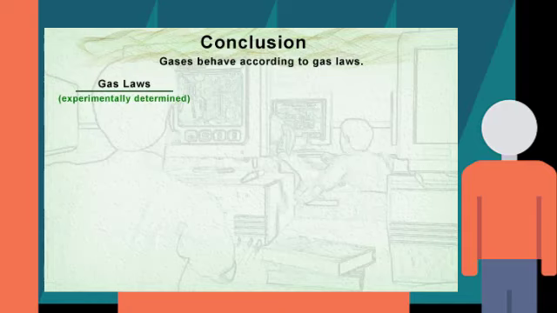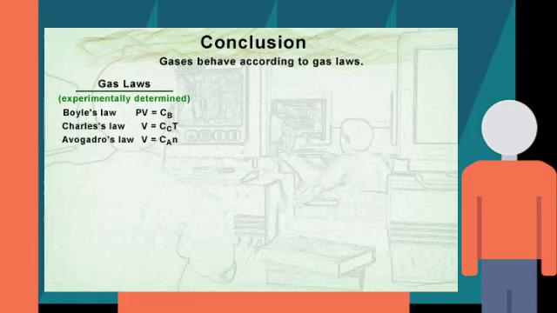This concludes your study of gases and their properties. You now know that a gas is a state of matter that behaves according to gas laws. During this program, you learned several contributions scientists have made in understanding the behavior of gases. Boyle's law relates volume and pressure. Charles's law relates volume and temperature. And Avogadro's law relates volume and the number of moles. These factors all come together in the ideal gas law.